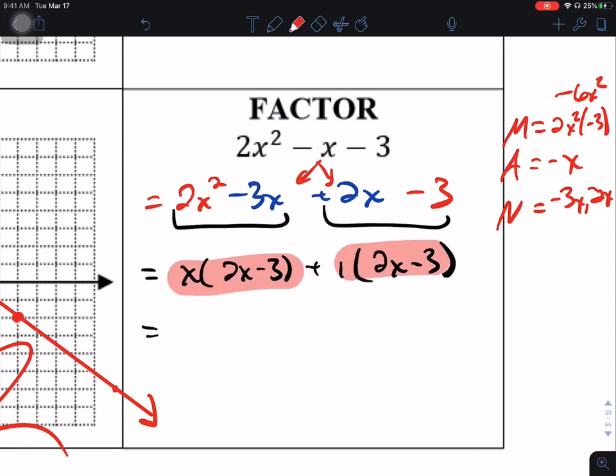So these groups here, what do they have in common? They both have a GCF of 2x minus 3, leaving us with another binomial of x plus 1. Fine.